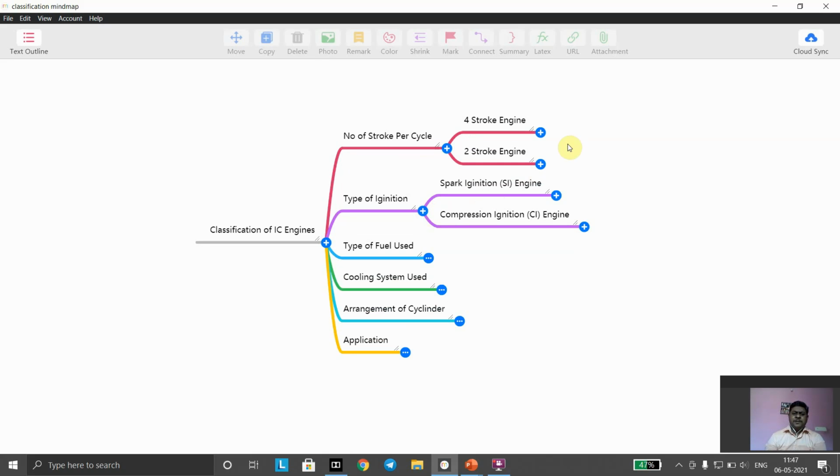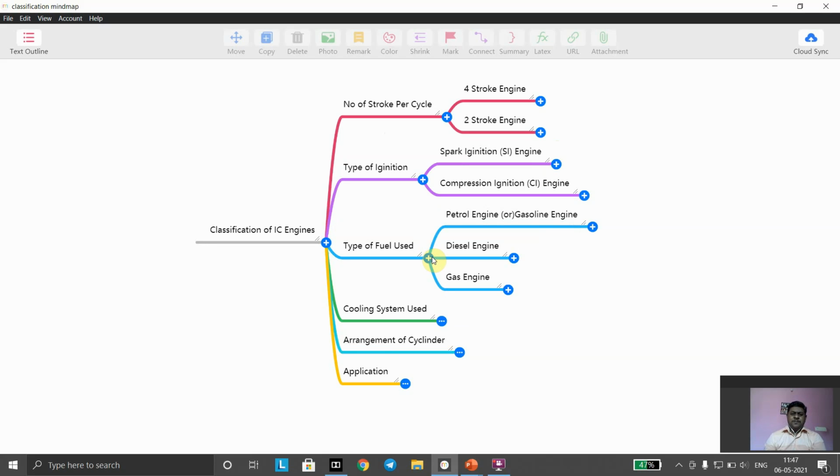And based on the type of ignition, it's classified as spark ignition engine or compression ignition engine. In general, the spark ignition engine or SI engine is called a petrol engine, and the CI engine is known as a diesel engine. Based on the type of fuel used, it is further classified as petrol engine, diesel engine, and gas engine. Petrol engine is also known as gasoline engine or octane engine.